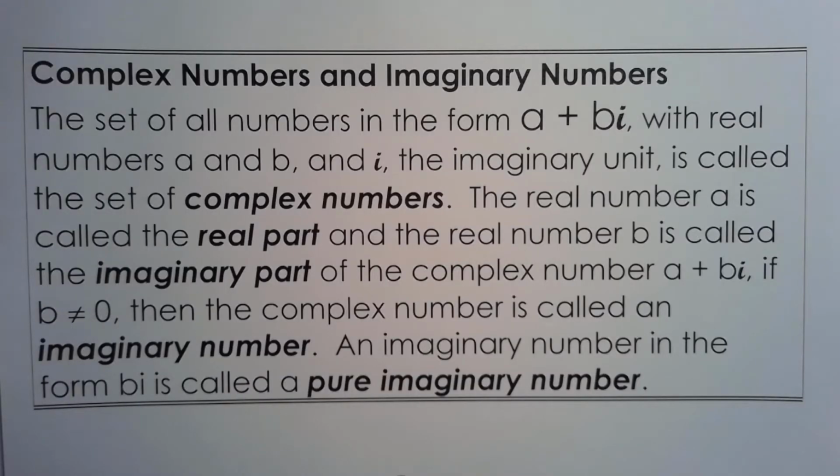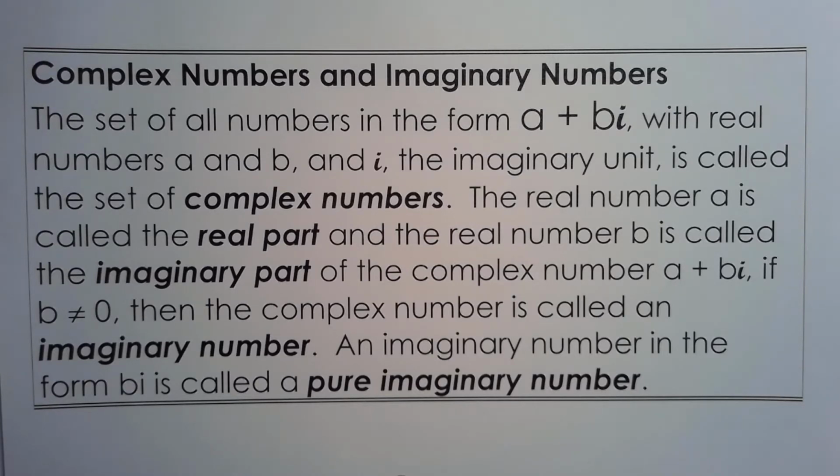All right, so let's look at complex numbers and what imaginary numbers are. Complex numbers: the set of all numbers in the form a plus bi, with real numbers a and b and i being the imaginary unit, is called the set of complex numbers. The real number a is called the real part, and the real number b is called the imaginary part of the complex number.